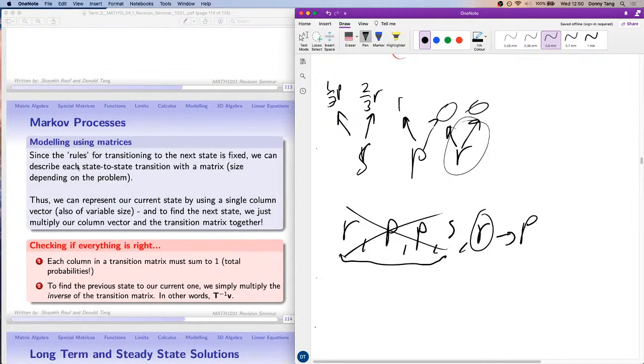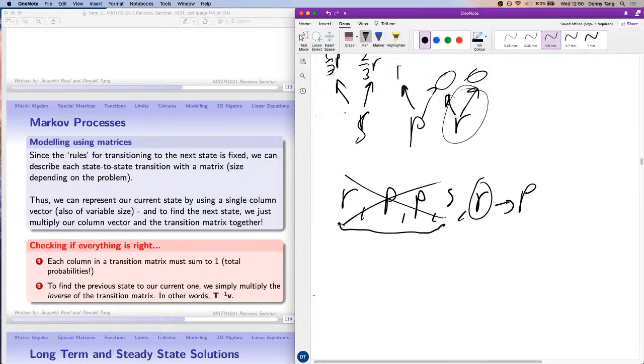And since the rules for transitioning to the next state are fixed, we can describe each state-to-state transition with a matrix, size depending on the problem, okay? So we can put everything in a matrix and apply a matrix transformation. Thus, we can represent our current state by using a single column vector, also of variable size, and to find the next state, we multiply our column vector and the transition matrix together.